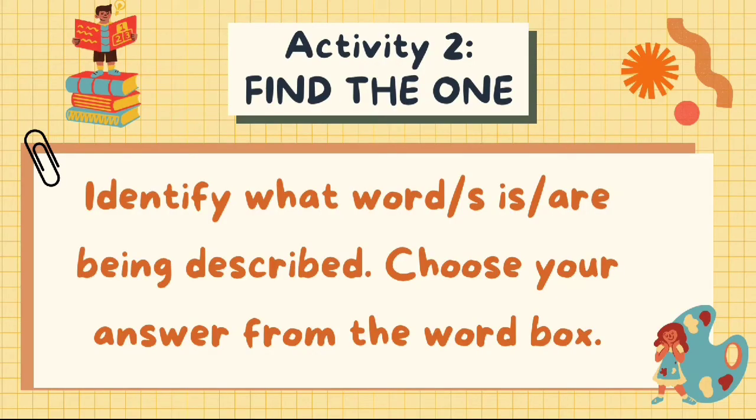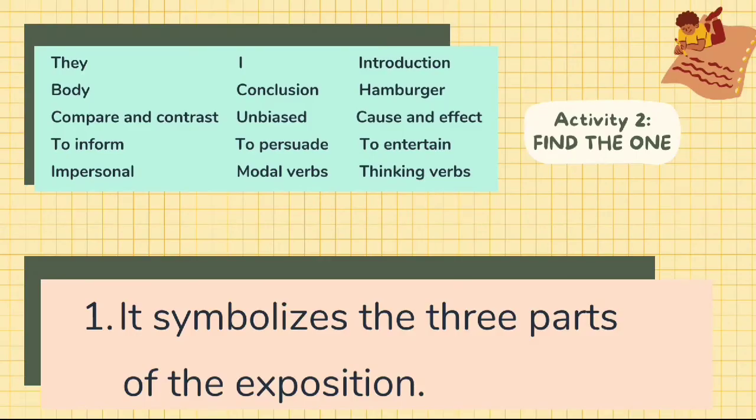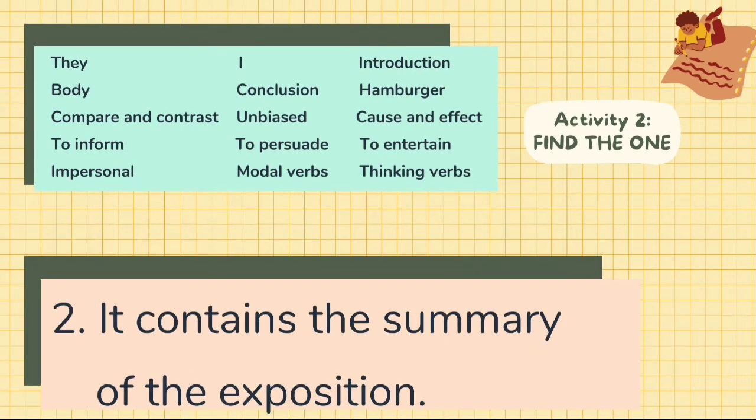One. In this activity, you are going to identify what word or words are being described by the following sentences. You are going to choose your answer from the word box. Number 1. It symbolizes the 3 parts of the exposition. Number 2. It contains the summary of the exposition.